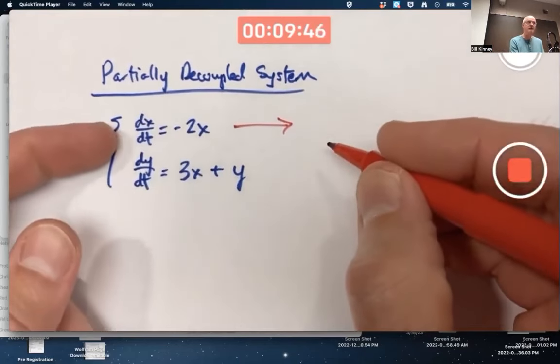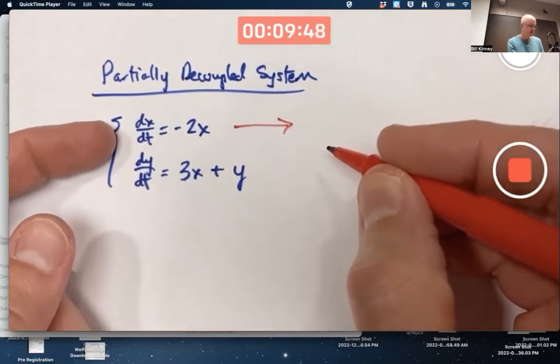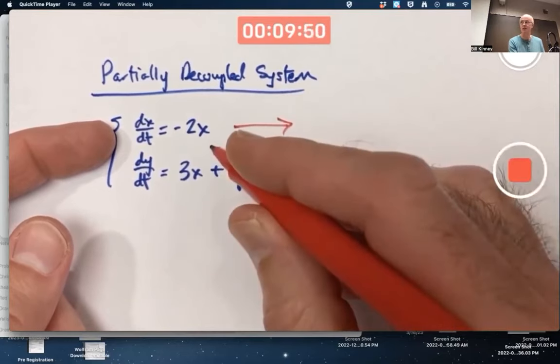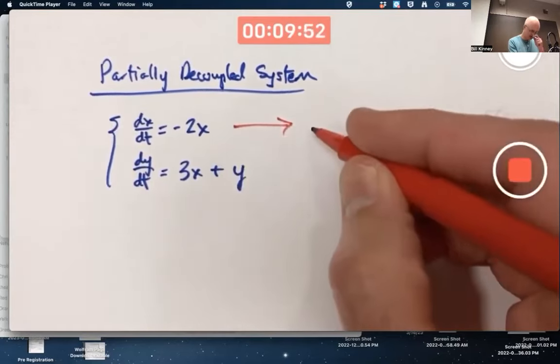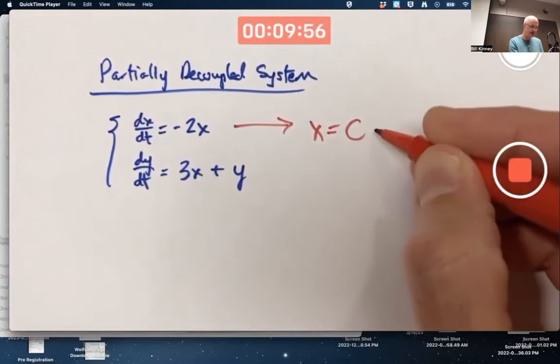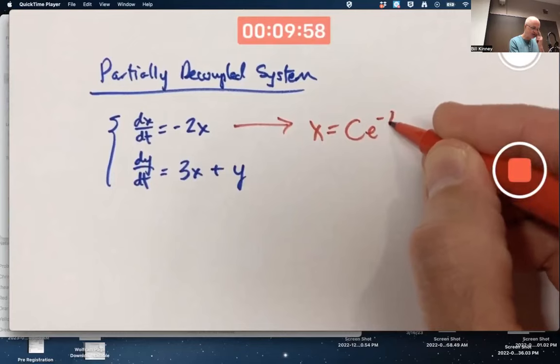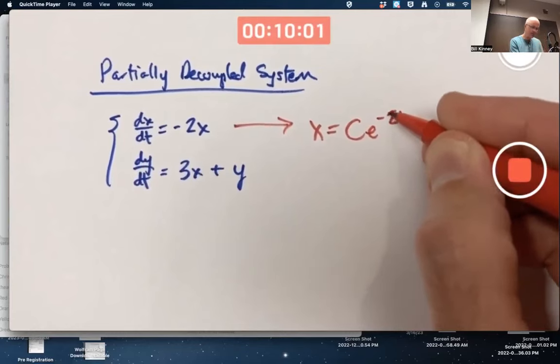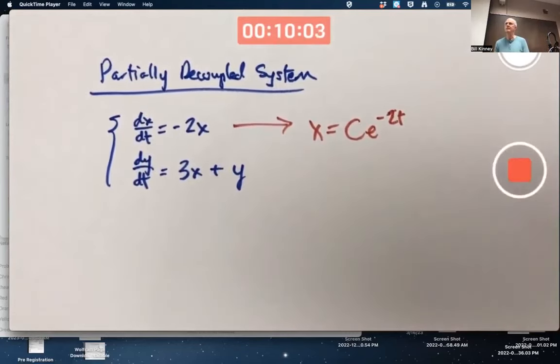We could separate variables here, or since it's fairly simple, we could just guess, right? We know the solution of this. The general solution is going to be x equals an arbitrary constant times e to the negative 2t. That would be the general solution of the x equation.